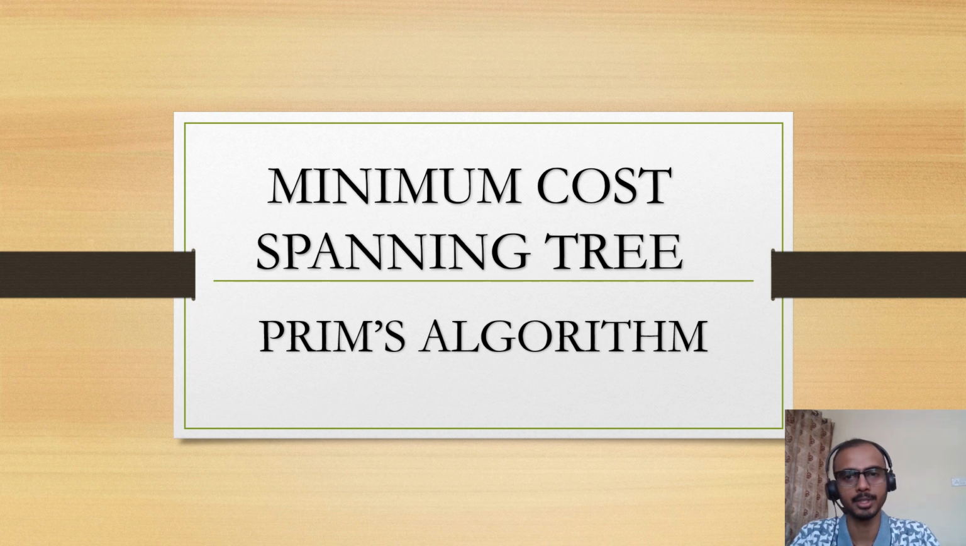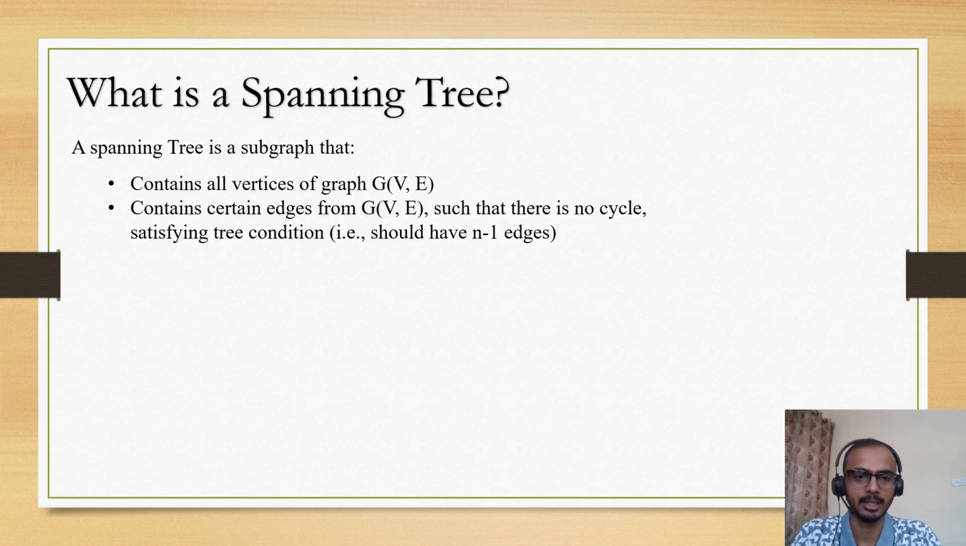Today's lecture is about Prim's algorithm to find the minimum cost spanning tree of a graph. So what is a spanning tree? A spanning tree is a subgraph that contains all the vertices of a graph and has no cycle formation in it. It means it should have n minus 1 edges.